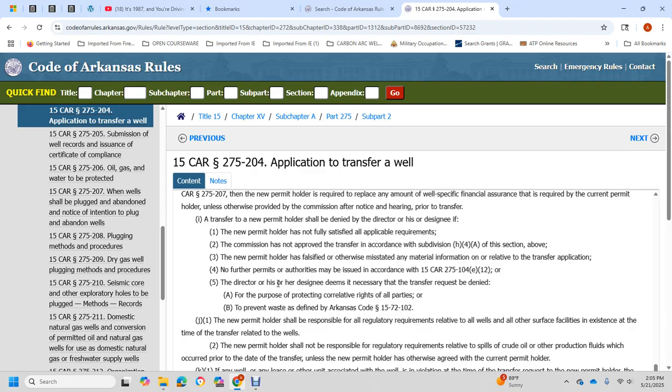The commission does not approve the transfer in accordance with subdivision H4A of the section above if the new permit holder falsified or otherwise misstated material information relative to the transfer application.